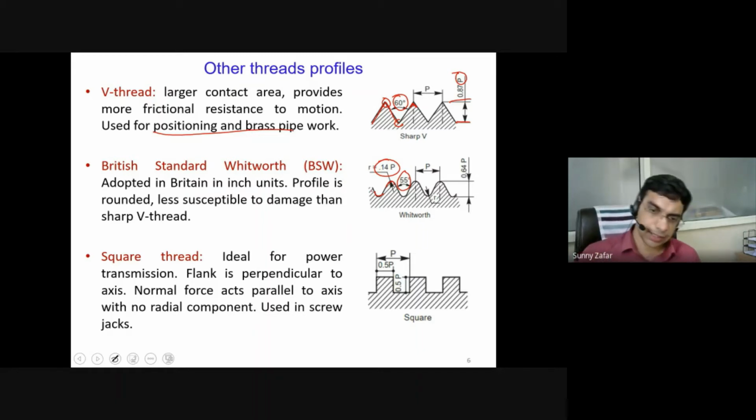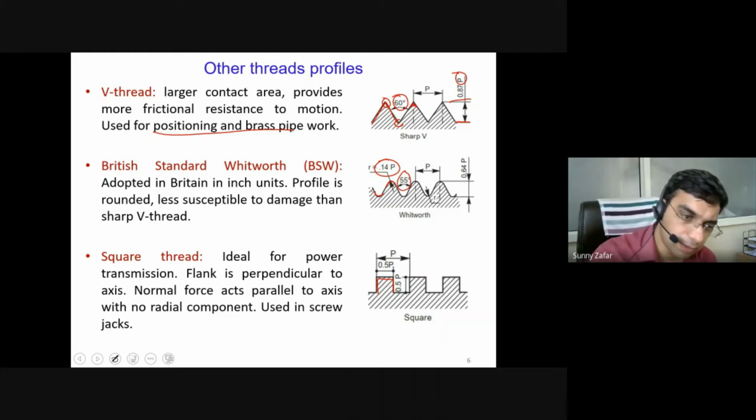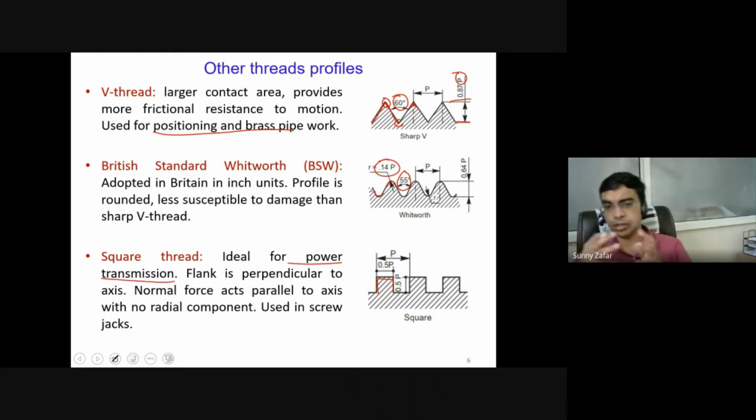So square thread derives its name from the square pattern or the square profile, where the side of the square is 0.5 times the pitch. So half of the pitch becomes the one side of the square. And these type of threads are very ideal to transmit power. So by power I mean torque.